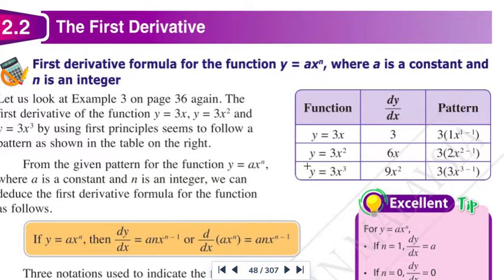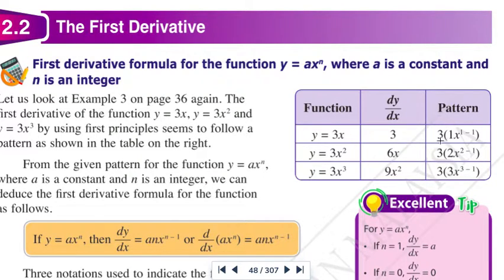The first derivative formula for the function y equals ax^n, where a is a constant and n is an integer. For example, y equals 3x, then dy/dx equals 3. When y equals 3x squared, dy/dx is 6x. Y equals 3x cubed, the answer is 9x squared. So this is a pattern.